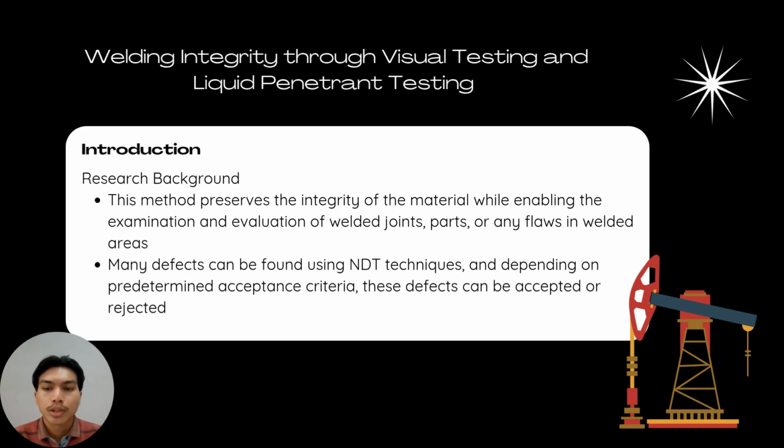CD210280. Today I would like to be presenting about the introduction and background. This method preserves the integrity of the material while enabling the examination and evaluation of whether a joint, part, or any flaws in the built area. Any defect can be found using any technique, and depending on predetermined acceptance criteria, this defect can be accepted or rejected.